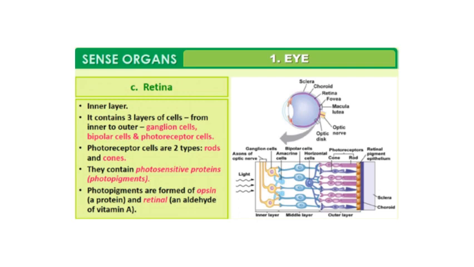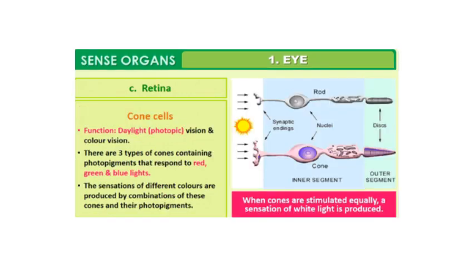Retina is the inner layer of the eye. It has three layers of cells which form inner and outer parts. These are ganglion cells, the bipolar cells and the photoreceptor cells. These photoreceptor cells help us to detect light. They are of two types, rods and cones. They contain photosensitive proteins, that is the photopigments. The photopigments are formed of opsin, which is a protein, and retinal, which is an aldehyde of vitamin A.